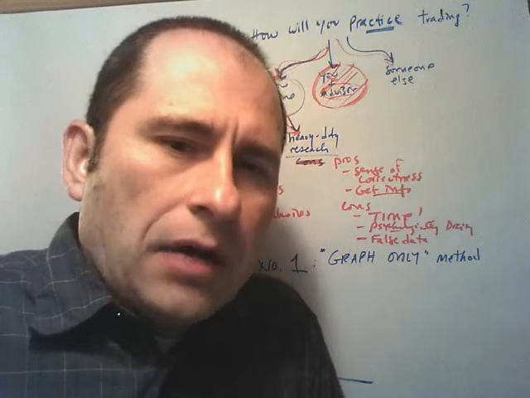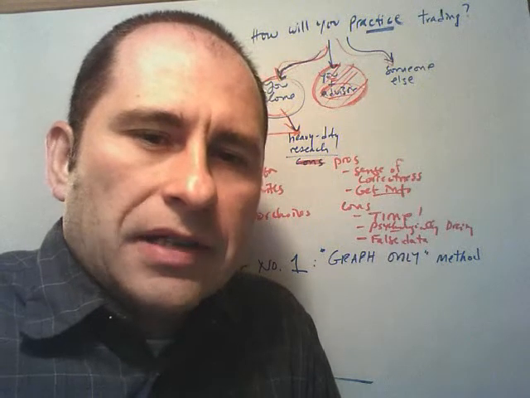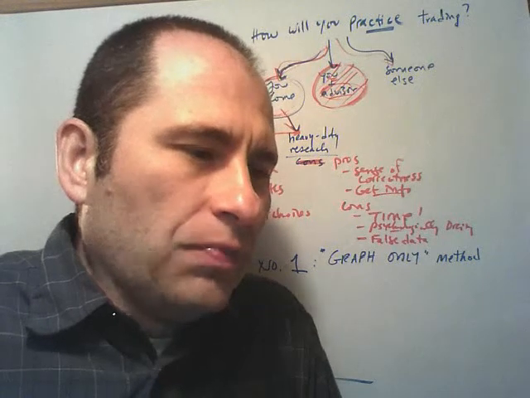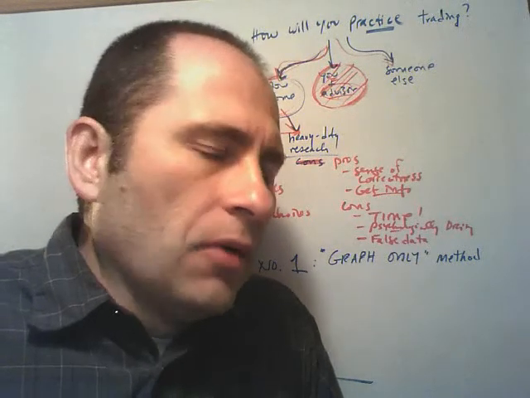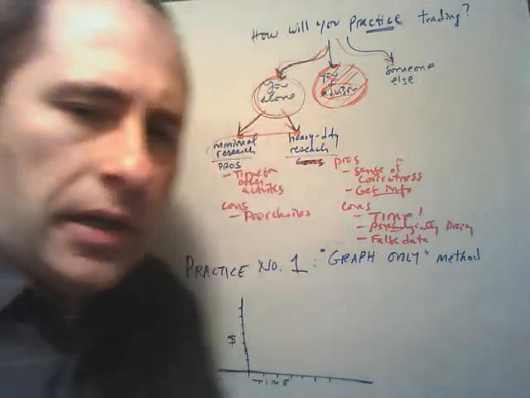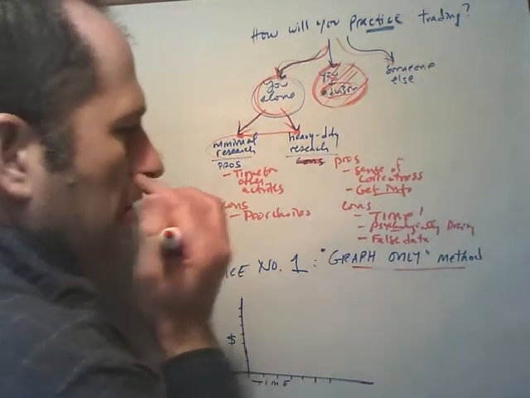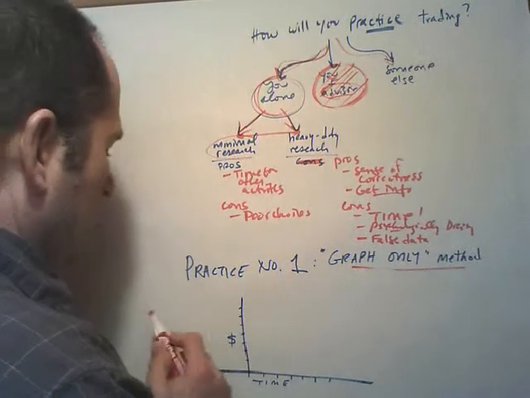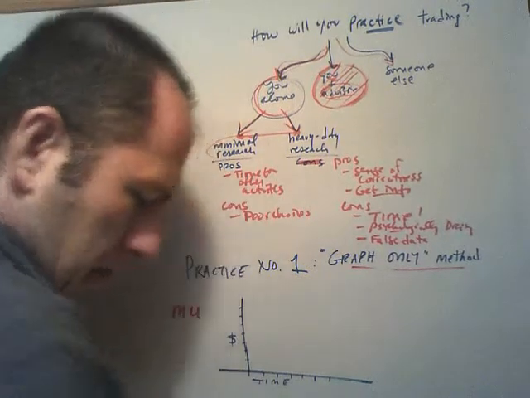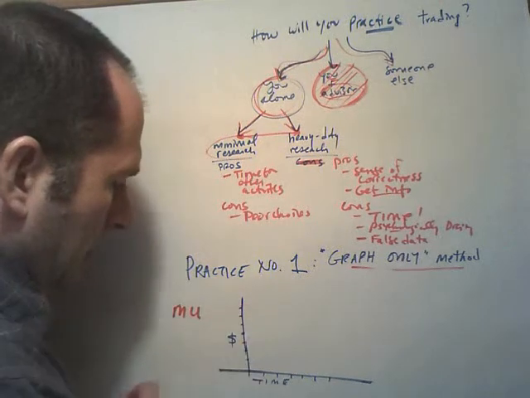Eventually, they're going to have to think, well, how am I picking my stocks? Am I just throwing darts at a listing of the stocks, as the old picture goes, or what am I doing to pick them? So one way to do it, and let's call this practice one, is the graph only method. So basically, what you do is you go find a stock. Let's say this is MU, Micron. Right now, currently, it's selling for like $9.